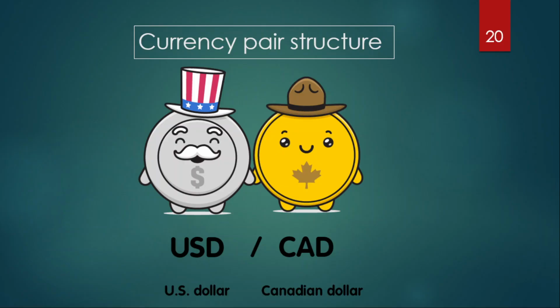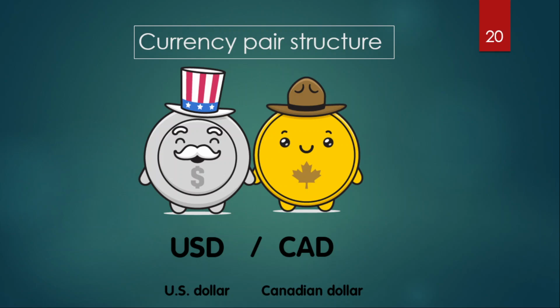So suppose we have this type of structure, US dollar CAD, or USD CAD, denoted with a slash in between. This means that when you call it collectively, it's a currency pair. It's USD CAD. This is how you call it: USD CAD, or USD versus CAD, or United States dollar versus Canadian dollar.